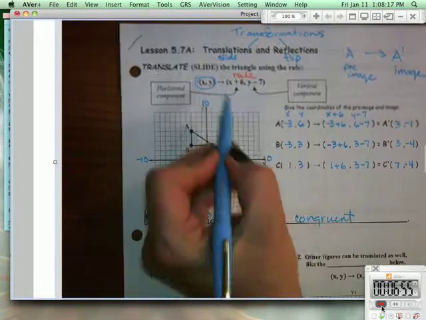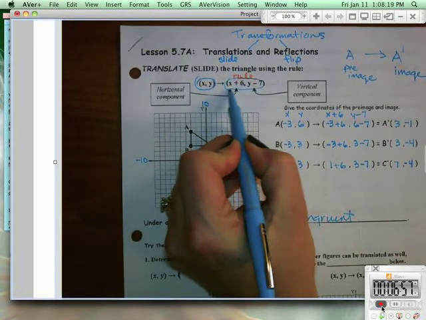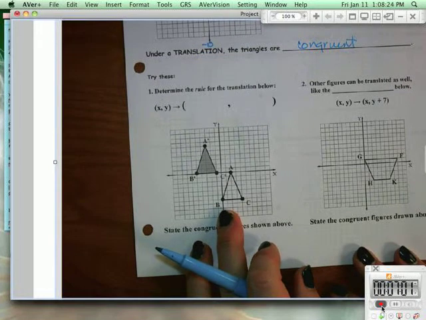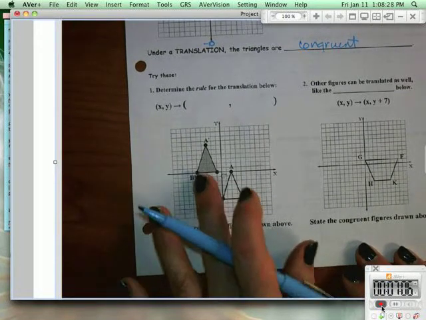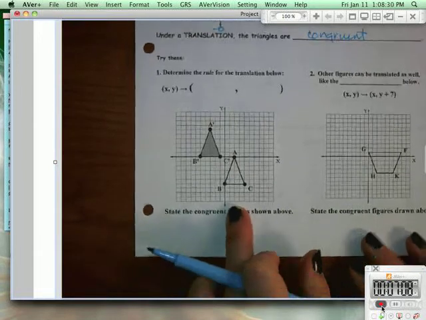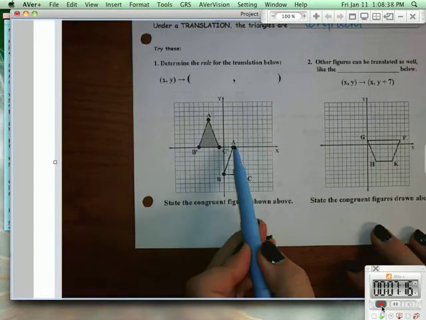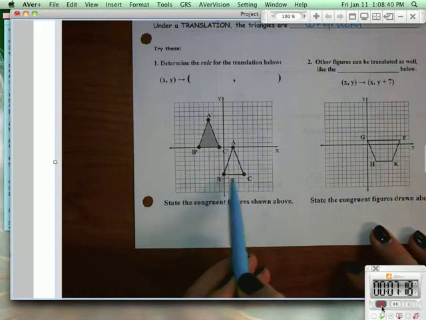For this one, we have to determine the rule. We have to figure out what this is based on this picture. What happened to A, B, and C? So, which one is my original image? One on the top? No, the one on the bottom. How do you decide? Remember, there's no slash on the original, the pre-image.